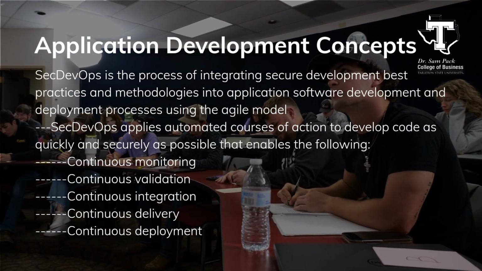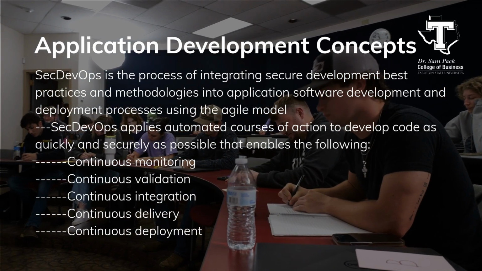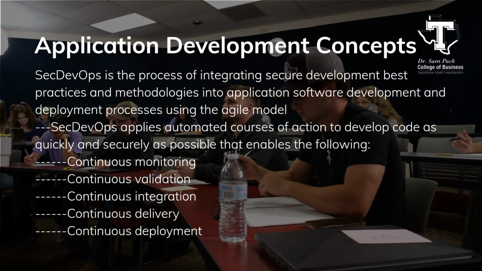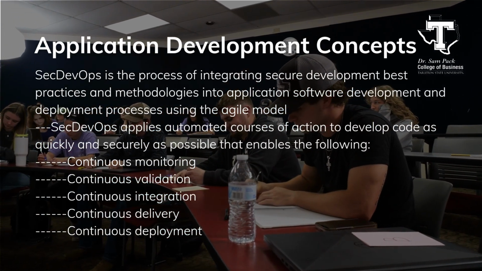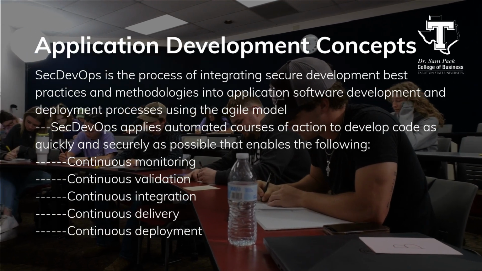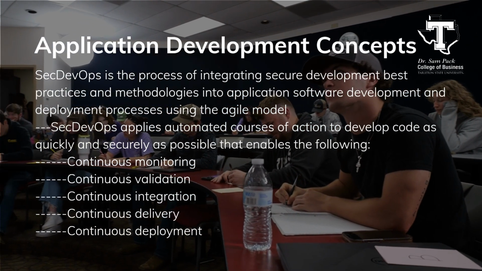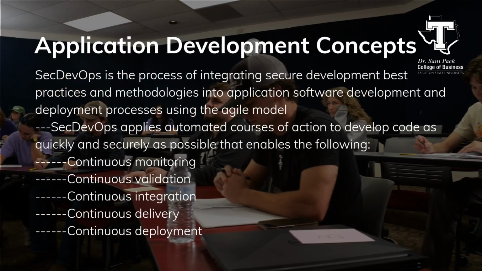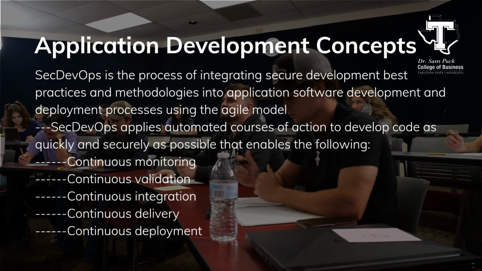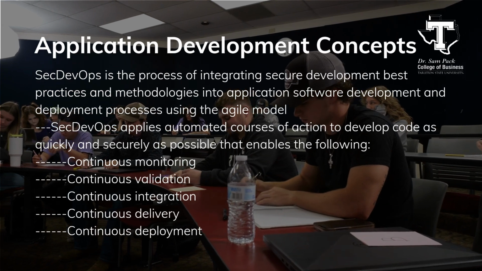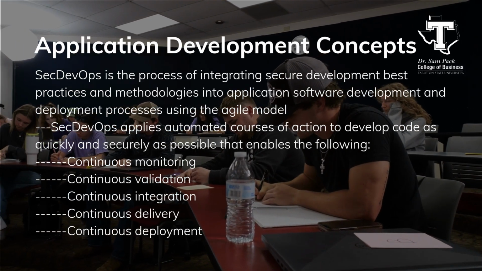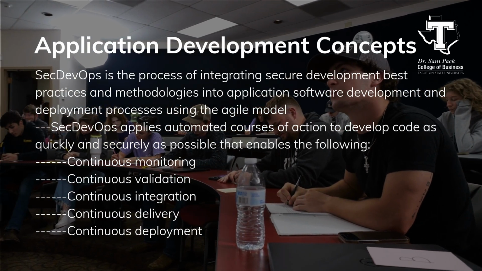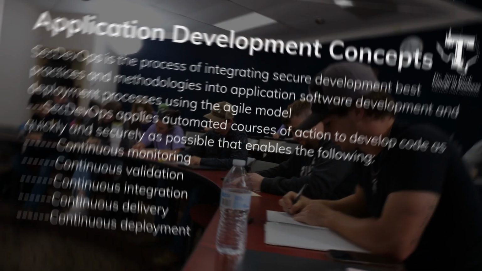SecDevOps emphasizes automating processes to develop code quickly and securely. It includes continuous monitoring to detect issues in real time, continuous validation to ensure code quality, continuous integration to merge code changes frequently, continuous delivery to make sure the software is always in a deployable state, and continuous deployment to automatically release new features and updates. This approach ensures that security is a key component throughout the development lifecycle.